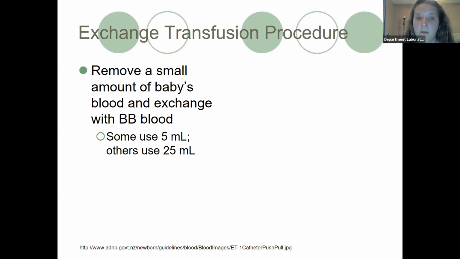And then again, the amount of blood that's pulled off is determined by the baby's weight usually. It might be 5 mils, it might be 25 mils. And then blood bank always allows for a little bit of extra in there just for them to have during the process so they can make sure there's no air bubble or anything present like that.